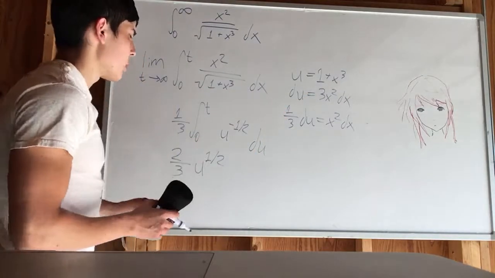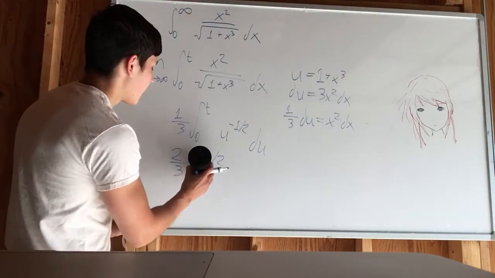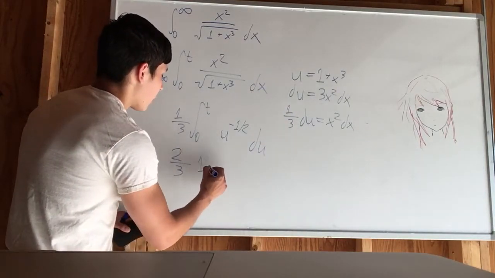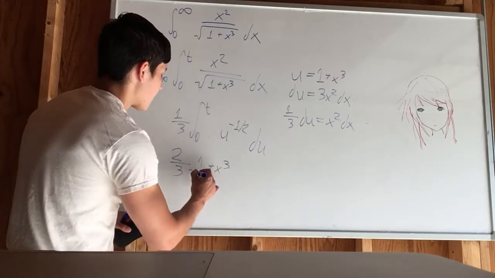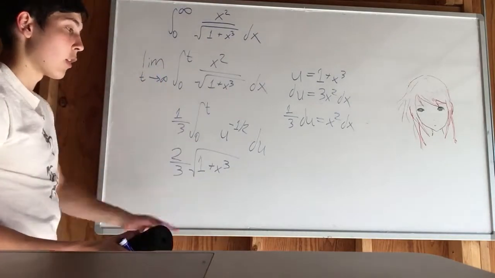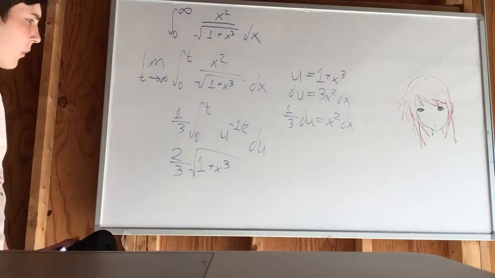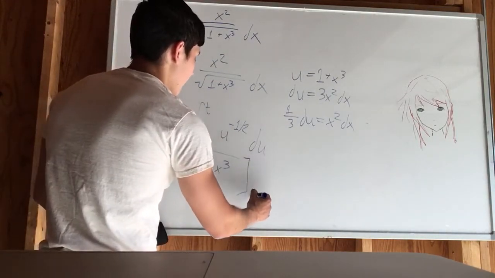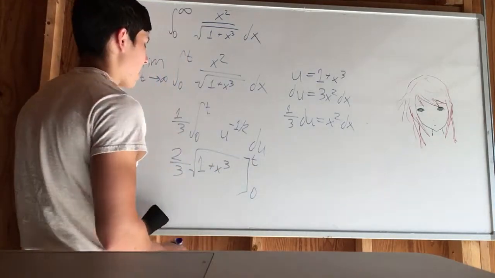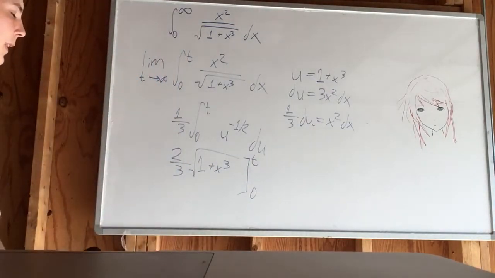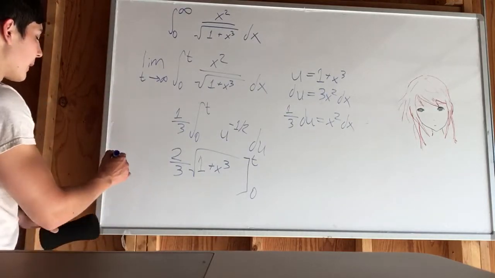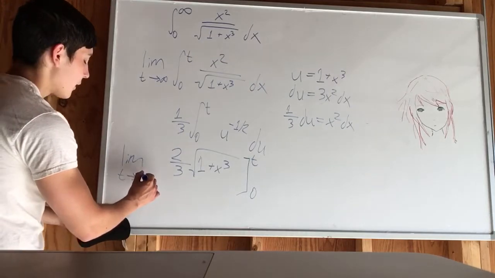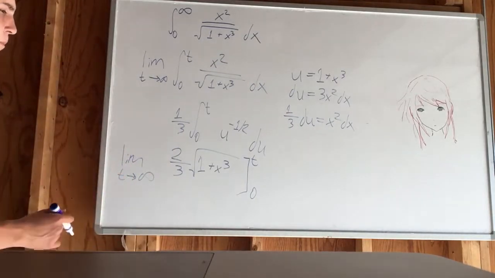Let's substitute back that 1 plus x cubed. 1 plus x cubed is square rooted, because it was to the power of 1/2. And this is all from 0 to t. And we're taking the limit. Don't forget the limit, as t goes to infinity.